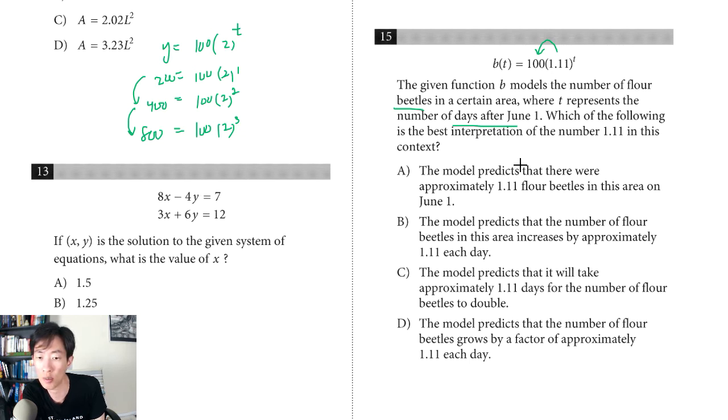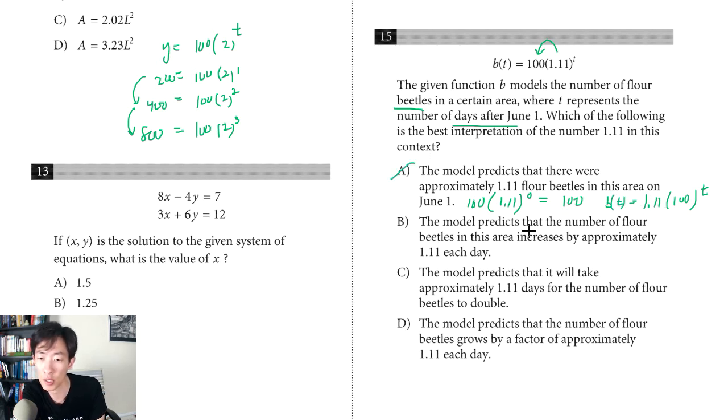So we can test this out. On June 1st, that's the first day, t is equal to 0. So let's look at what happens. We got 100 times 1.11 to the 0, which equals 100. So this proves that on June 1st, the original population is 100, and it wasn't 1.11. It would have worked if it said b of t equals 1.11 times 100, and that was raised to the t. Then choice A would be true, but it's not.